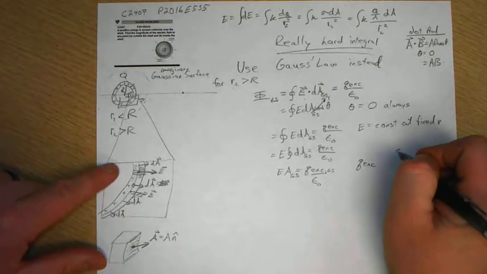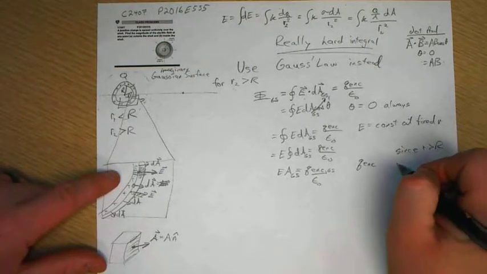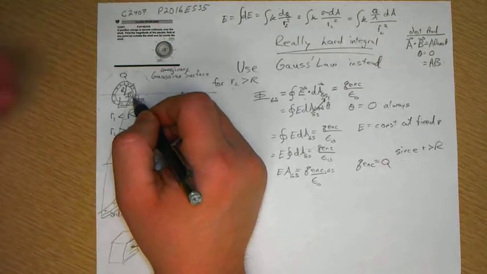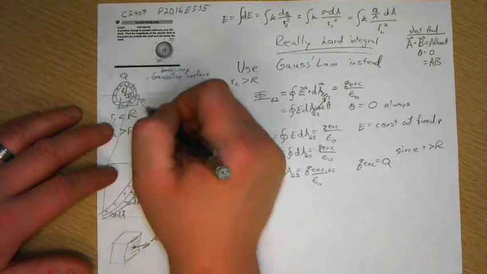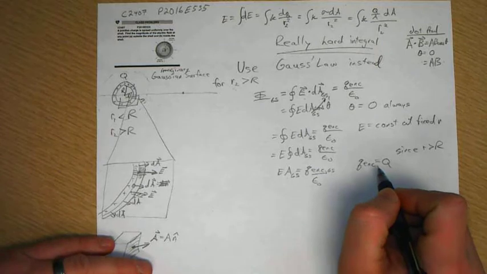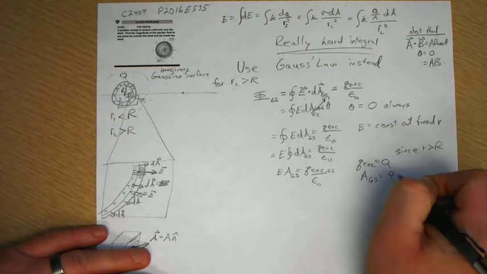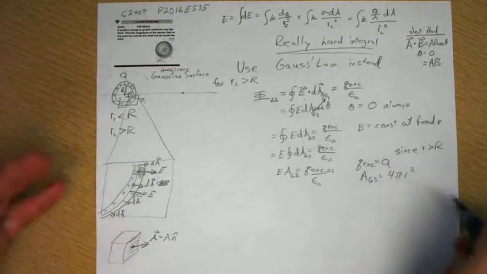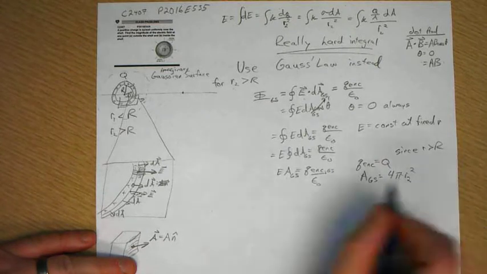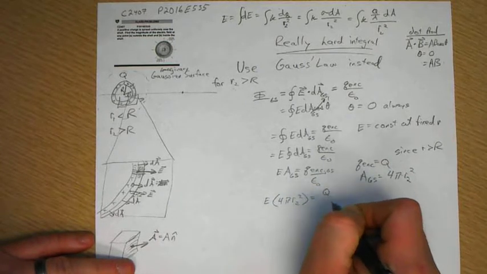Well, since R is greater than the radius of the charged sphere, charge enclosed is just equal to the total charge on the sphere, because this is the charged shell and this is our Gaussian surface out there, this Gaussian shell around it. So the charge enclosed is the entire charge. And the area of the Gaussian surface is just 4 pi r squared, the surface area of a sphere or a shell, and this is r2 again. So E times 4 pi r2 squared equals total charge over epsilon naught.